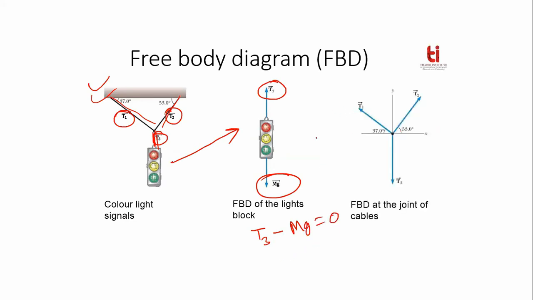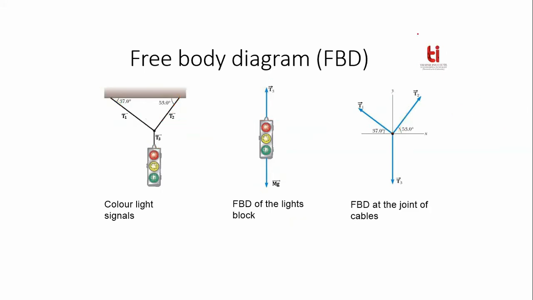Similarly, if you apply FBD at this point, it will give you this type of drawing, or this type of representation, where three forces are acting at this point. If you know this FBD, then you can apply Lami's theorem again, and you can find out T1 and T2. In this way, we use Lami's theorem.